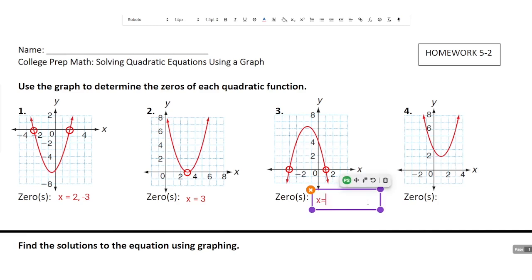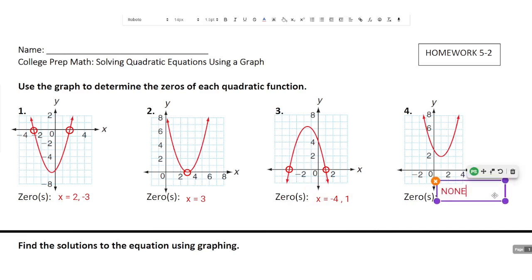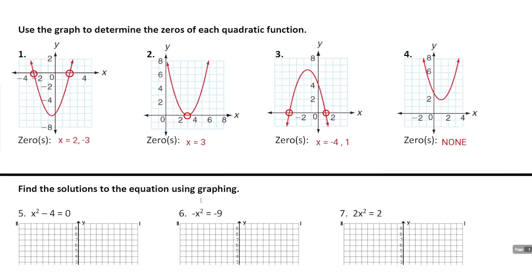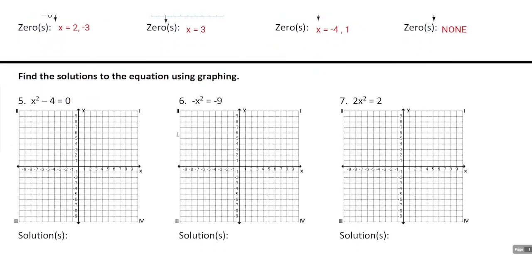Number 3, we've got two zeros, one at negative, what is that, 1, 2, 3, 4, negative 4, and then another one at 1. Number 4 doesn't have any x-intercepts, so that means that there are going to be no zeros here, at least no real zeros. So that leads us to kind of where we're going with all this, and that is we want to solve this equation by graphing it out.